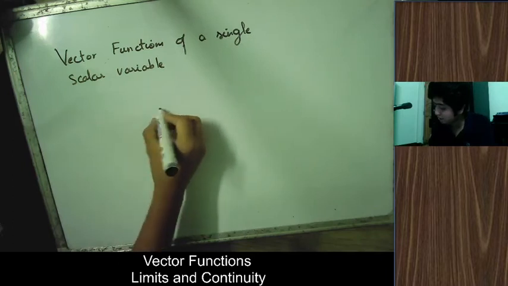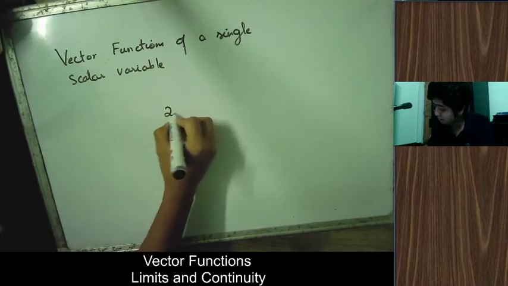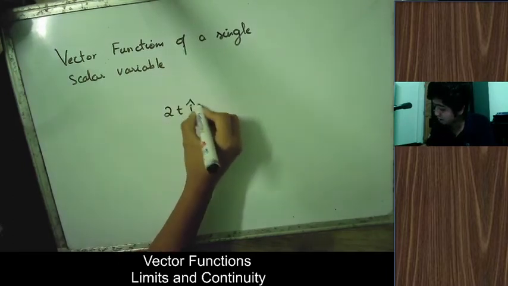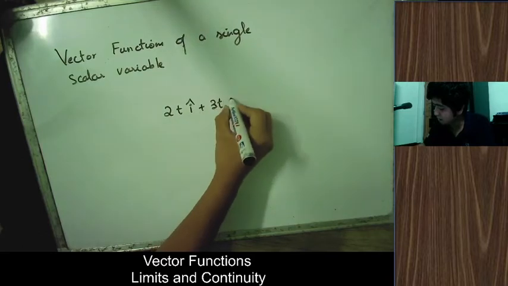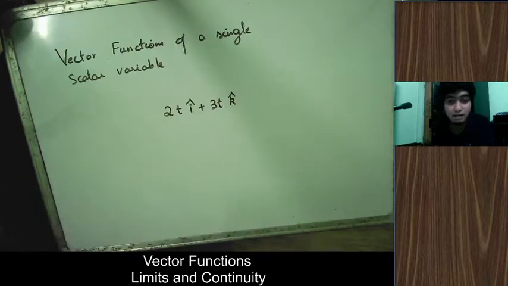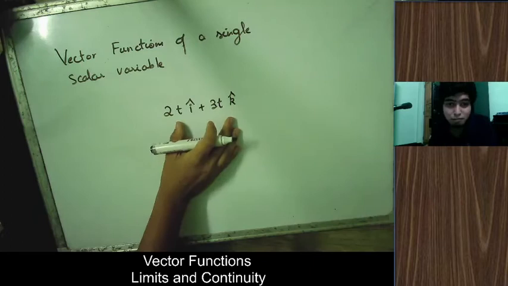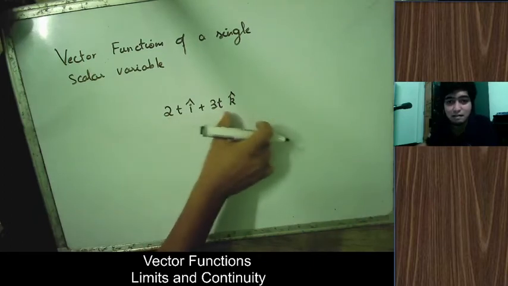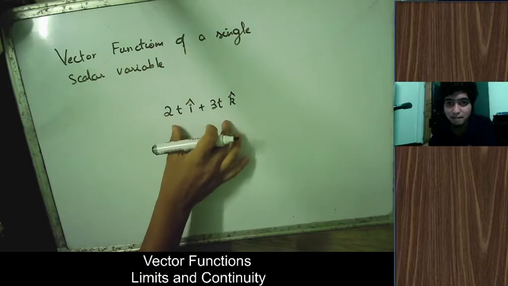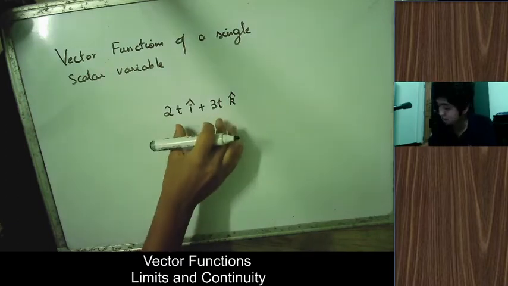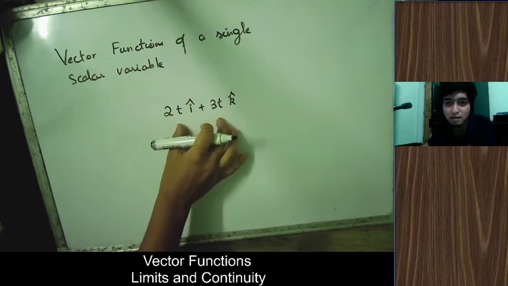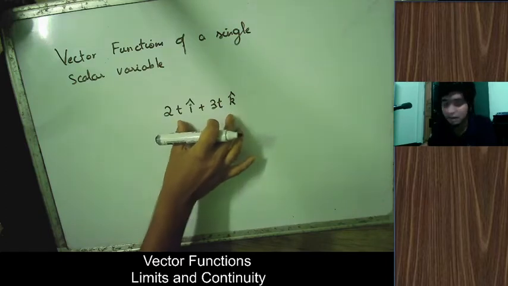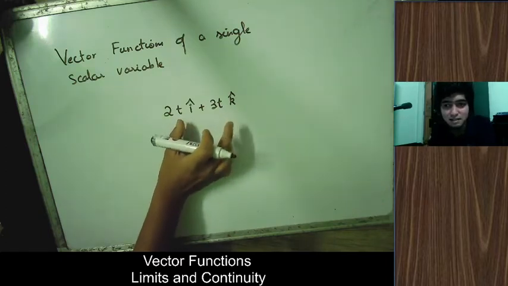Just take a look at this vector, maybe 2ti plus 3tk. So this one will be a vector function of a single variable t. It is an expression, and it is a vector which depends on a single variable t. And t over here is a scalar.